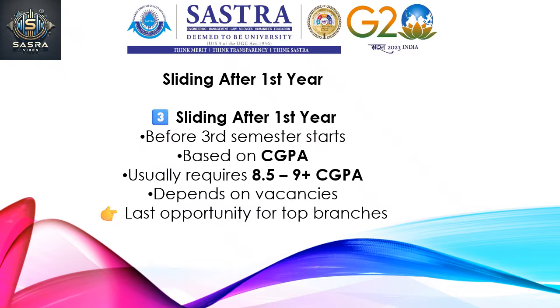Third sliding: after first year. So before the third semester starts, based on the CGPA, usually 8.5 above or 8 above CGPA is required. Based on the available vacant seats, the sliding will happen. They will be selecting three preferred branches. So whichever is possible in the sliding, the sliding will happen there. So this is the sliding which is after the first year.